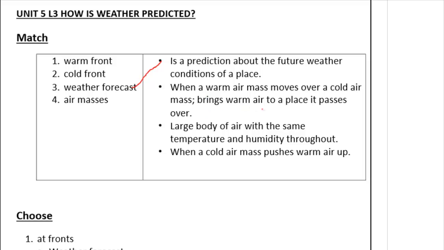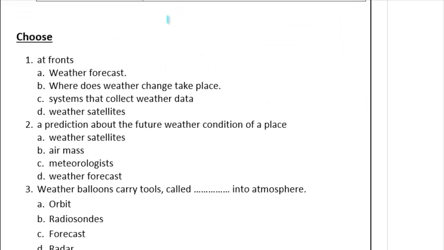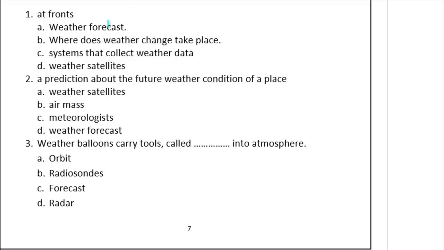When warm air mass moves over a cold air, when the warm air is moved, this is called warm front. Large body of air, this is called air masses. And when a cold air mass pushes warm air up, this is called the cold front.